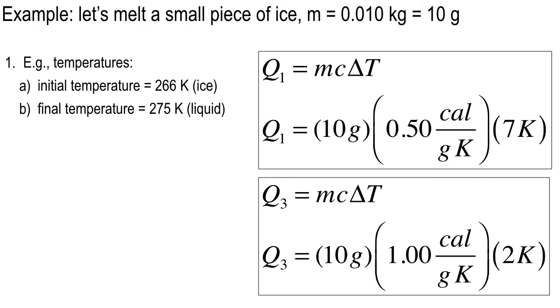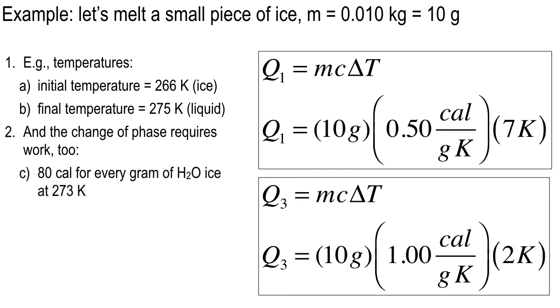Now the third thing that we're going to do, it's actually part 2 of the process, is the phase transition. From solid to liquid, that requires energy too, 80 calories for every gram at 273 Kelvin. So 80 calories per gram times 10 grams. Let's see, 80 times 10, that's 800. So Q2 is 800 calories.